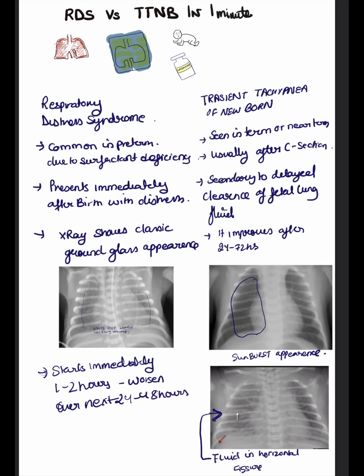Hi, let's understand the difference between RDS versus TTNB in 1 minute. So RDS stands for respiratory distress syndrome, which is common in preterm, as we know, due to surfactant deficiency. RDS presents immediately after birth and it worsens with time, within the next 24 to 48 hours.